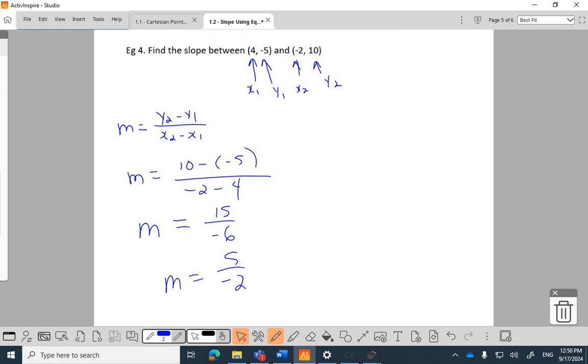You can leave the negative in the bottom. I think you'll find it easier if you put the negative up in the top instead. That's usually easier, but it's not wrong to leave it the other way. It's just a little easier to put in the top.